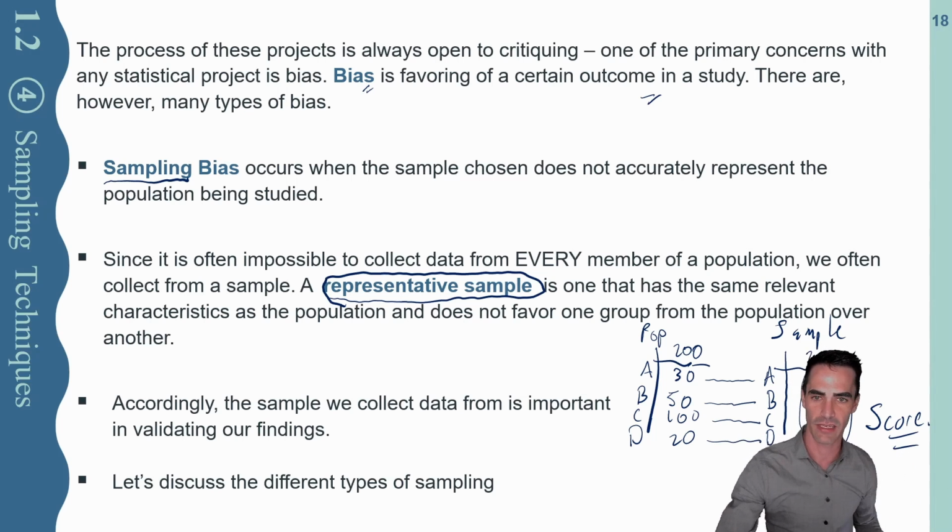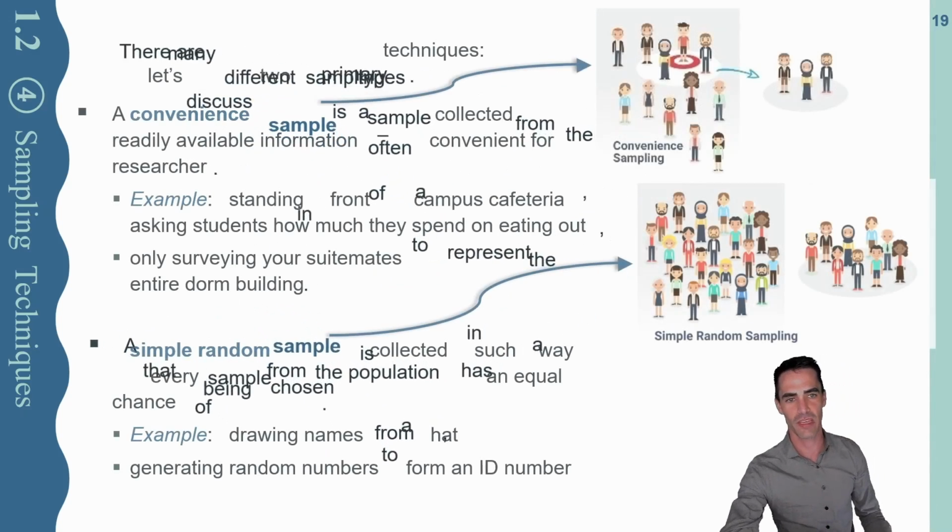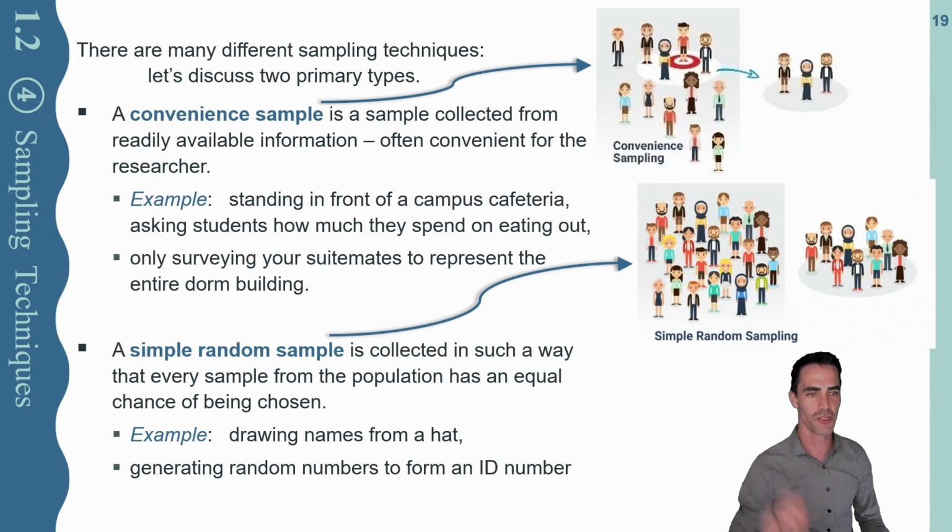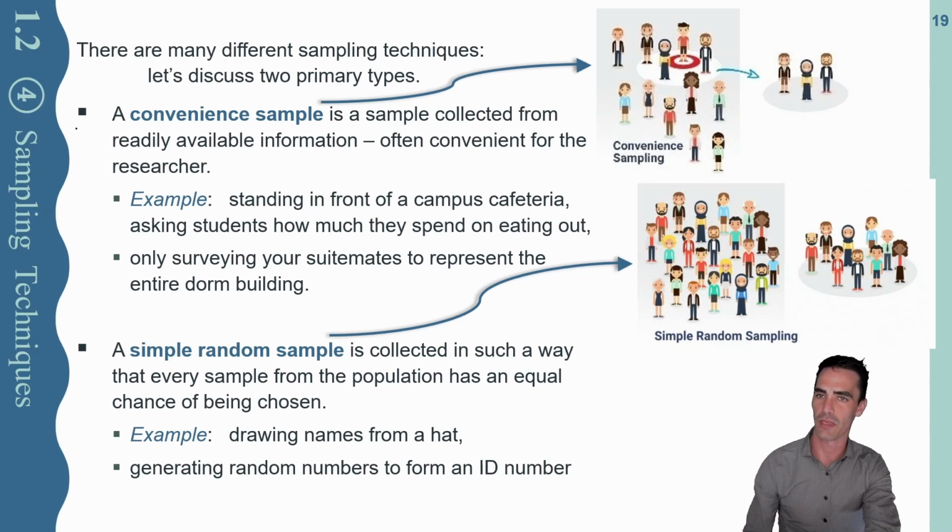And that's the idea behind it. However, there are different types of sampling, some better than others. Let me show you two main types. Just like before, we have a cheap one and we have the much more rigorous type.